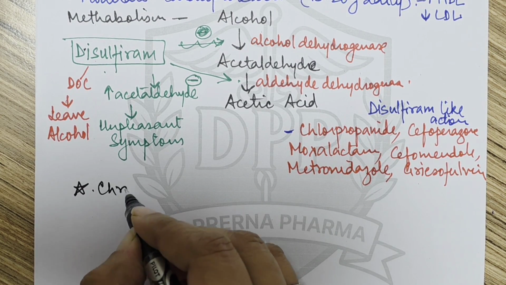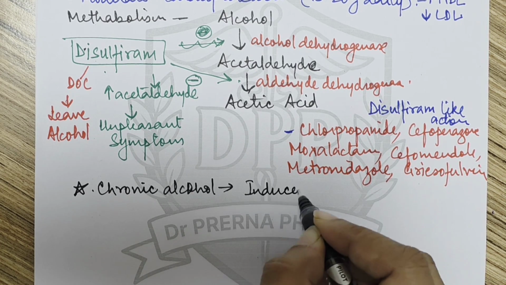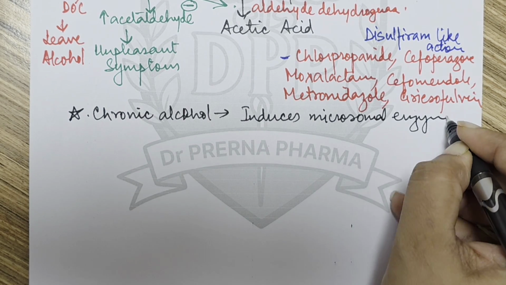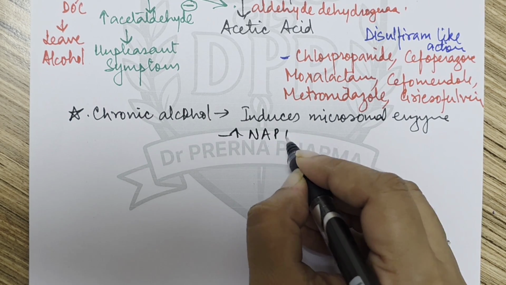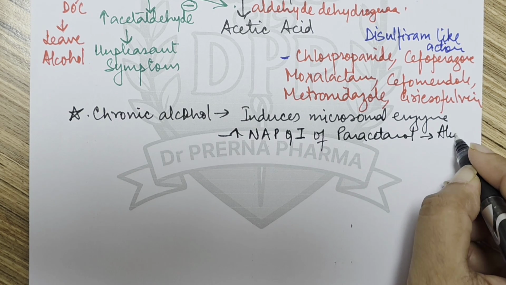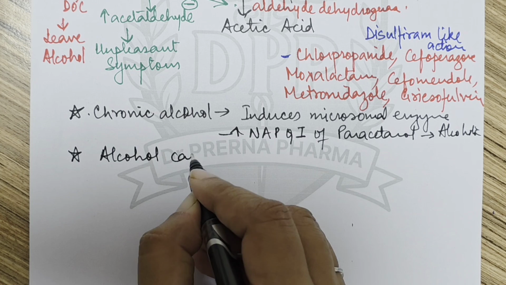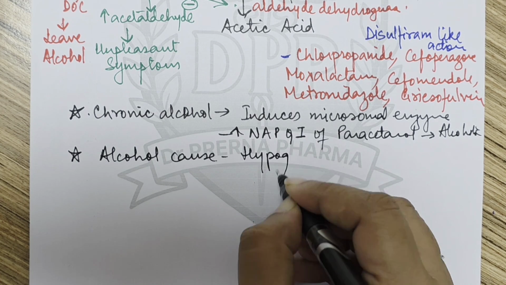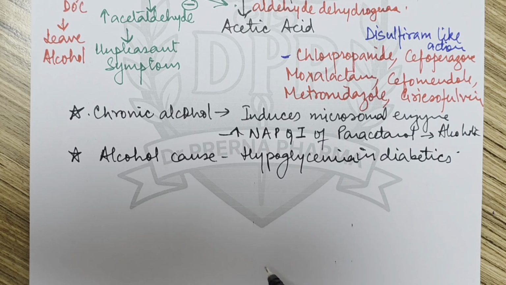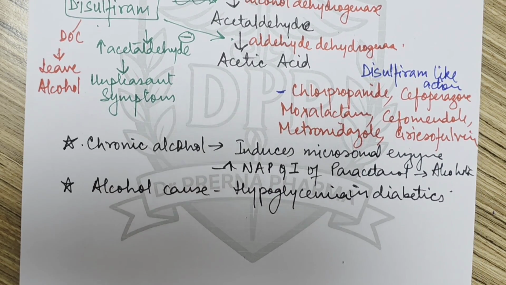Now, chronic alcohol consumption also induces the microsomal enzymes. So it is seen that increased generation of the toxic metabolite of paracetamol is seen more in alcoholics. Okay. Then another thing, alcohol causes hypoglycemia in diabetics who are taking the drugs. So this is important. This alcohol metabolism is important, and disulfiram-like reaction. These things are very important.